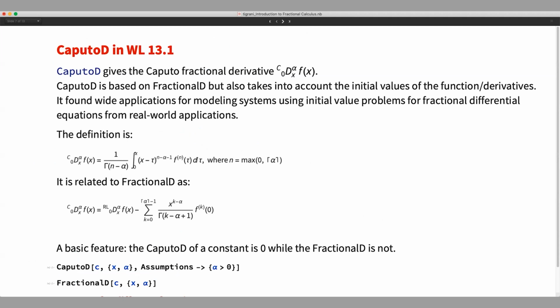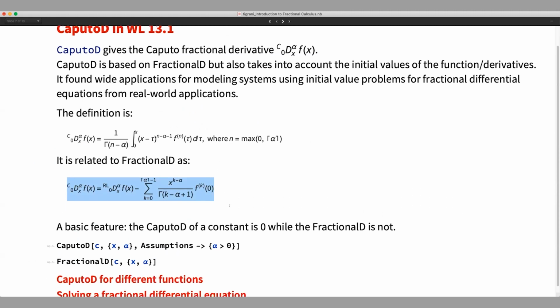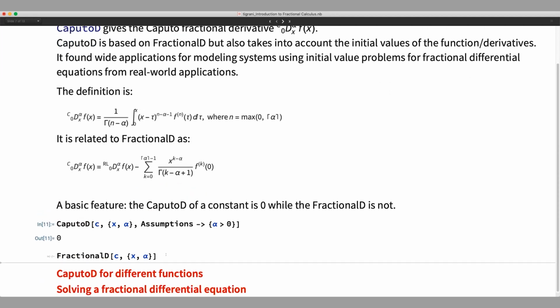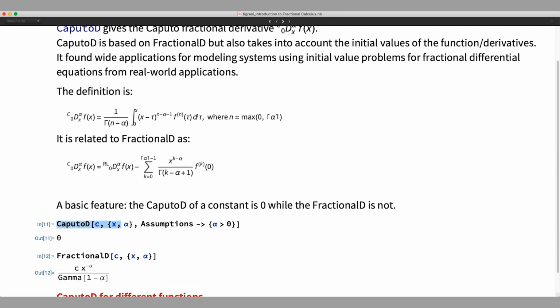It's CaputoD, and it's very important because it is the Caputo derivative, differintegral. It's taking also the initial values of the function and derivatives at some point, at the origin for this case. So here's the formula that we are using. And this is quite important for practical applications, so I will show some of them. Also, one more basic property is that the Caputo D of a constant is zero, while the fractional D of a constant is not zero. So this is tying Caputo D also with the classical theory, classical calculus.